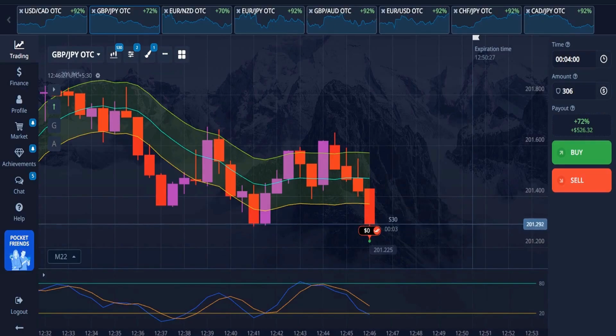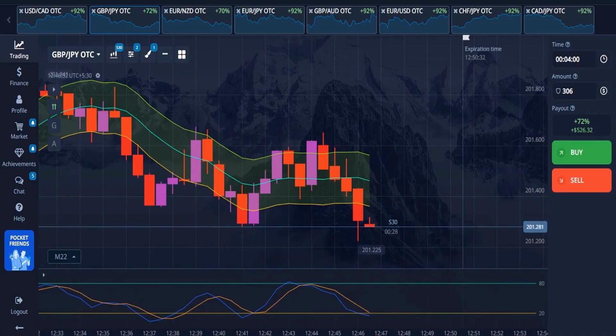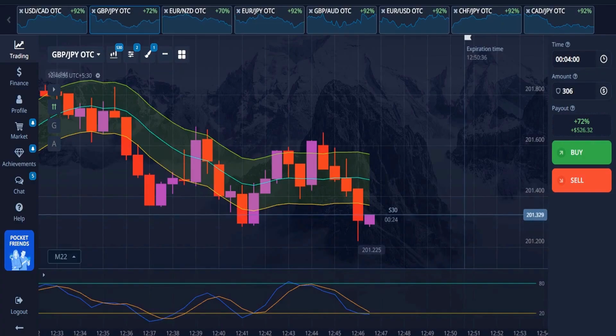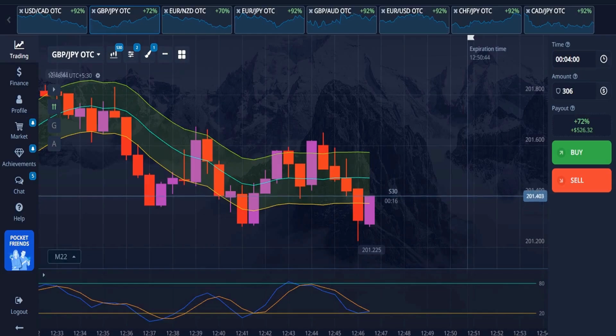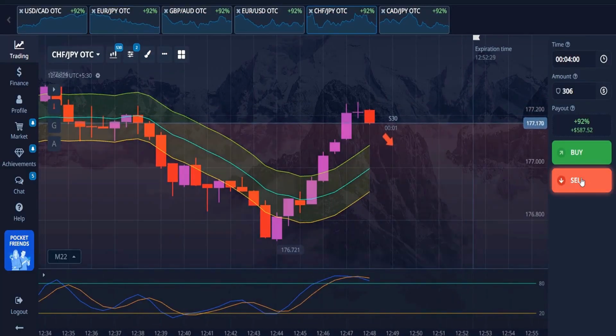Even with all the right signals, no strategy wins 100% of the time. The setup was perfect, but the market still went the other way. That's trading. Losses happen. What matters is discipline and risk management. We kept our risk low, so one trade doesn't impact the big picture. Stay consistent, follow the rules, and focus on long-term results. Let's move on and look for the next opportunity.